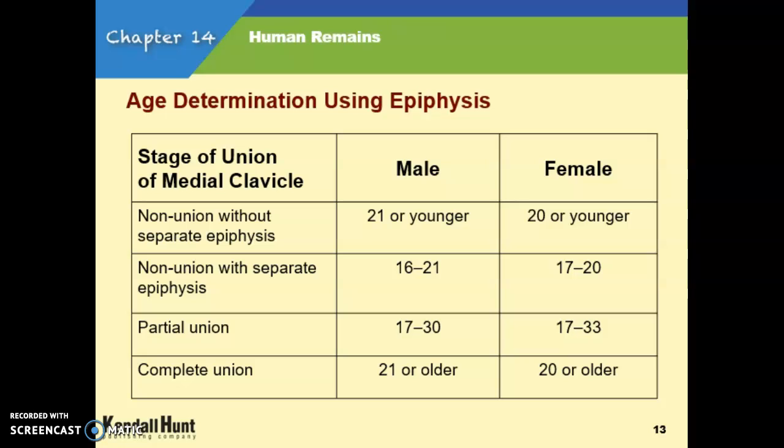And here, using the medial clavicle, are examples of what those ages would be. So non-union would be 21 or younger. It's a wide range, right? Non-union with separate epiphysis would be 16 to 21. That's probably the closest little age range there, except for 17 to 20, pretty close too. So you can see that once we get past 21, really, this doesn't help a whole lot.